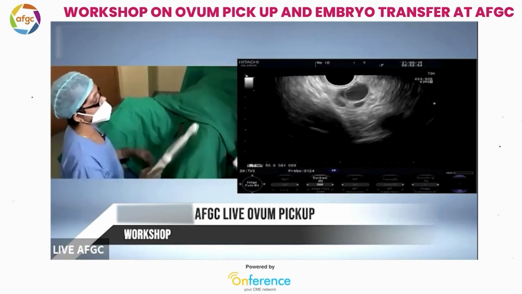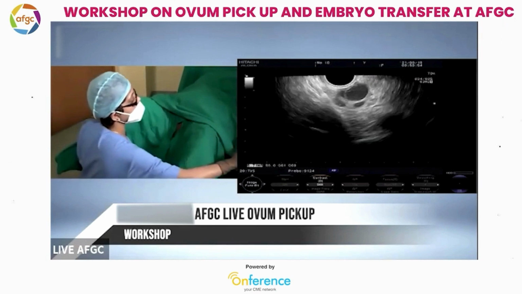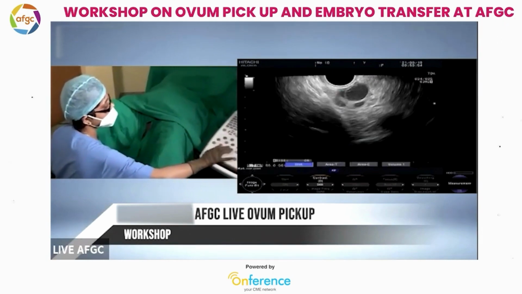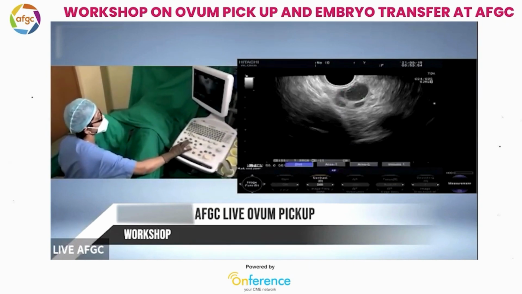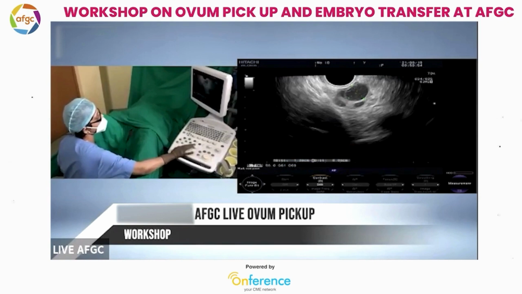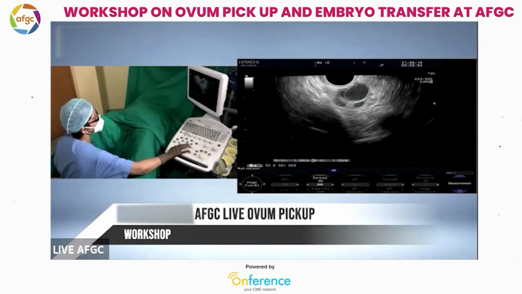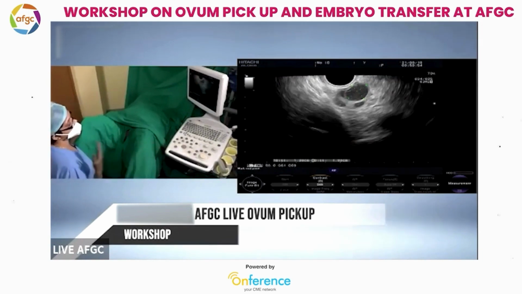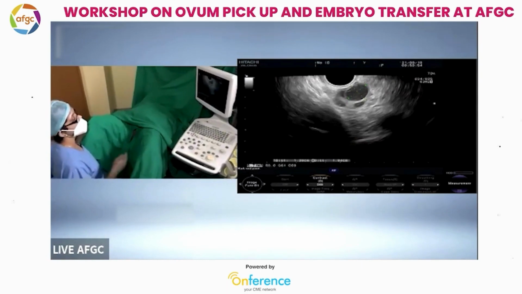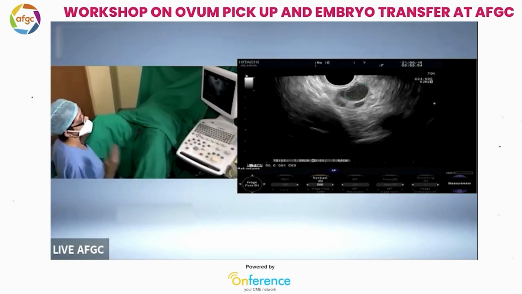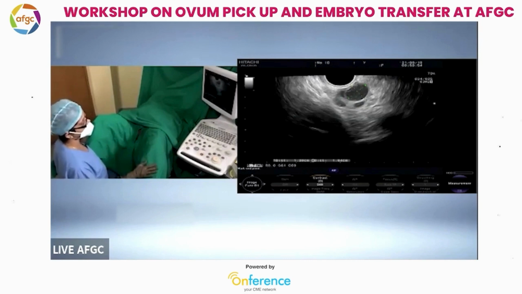So for example, if the follicle is measuring on two planes, on this plane it is 14 and on this plane it is about 17. So the average is about 15. As soon as the follicle reaches about 16 millimeters in size, then we must do daily ultrasound till the point of ovulation.